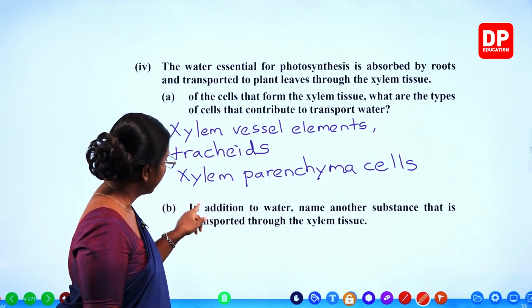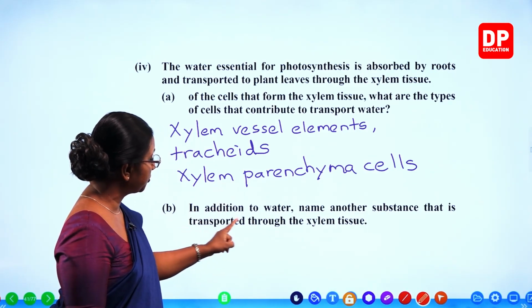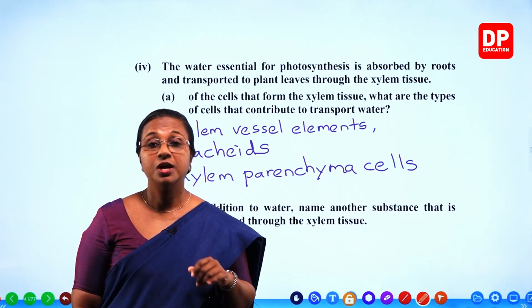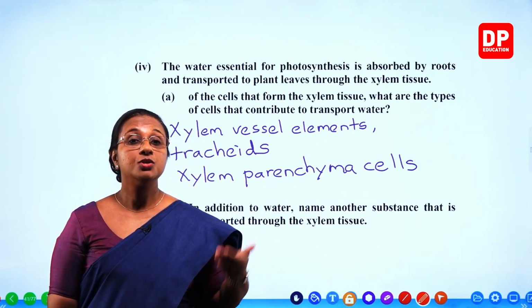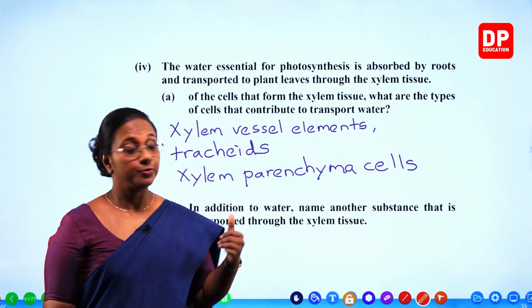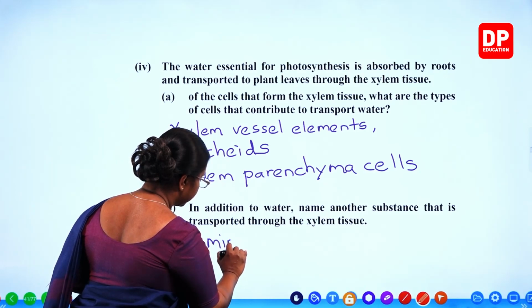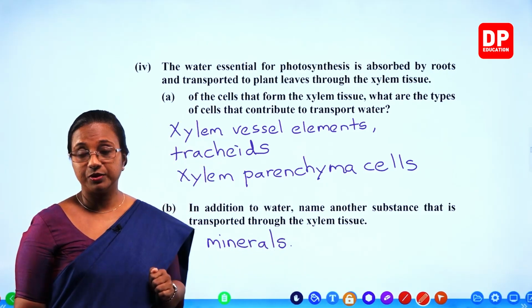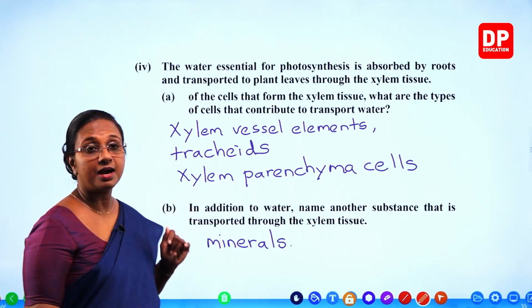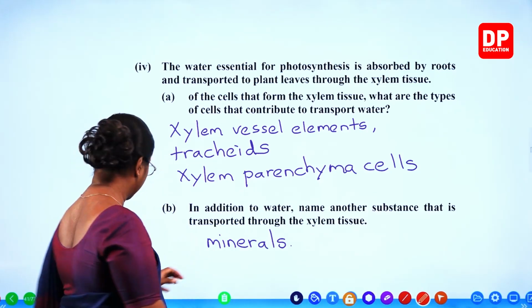Then B part. In addition to water, name another substance that is transported through the xylem tissue. Now xylem, it is transportation of water and minerals. So minerals are also transported with water. That is what you have to write here. Minerals. Is that okay, students? Minerals are transported with water. So with that, I'll move on to the next part.